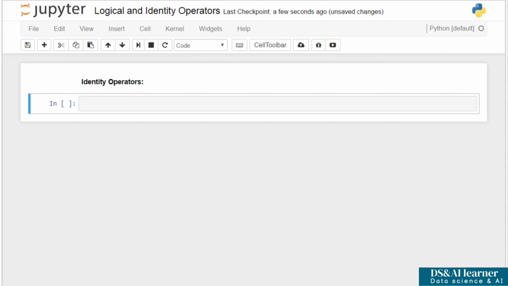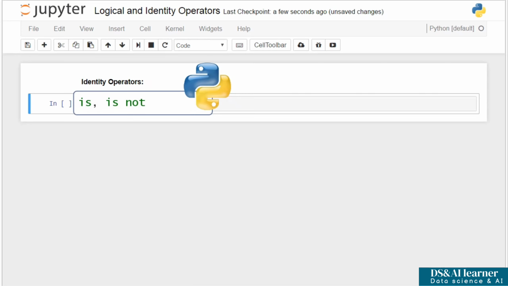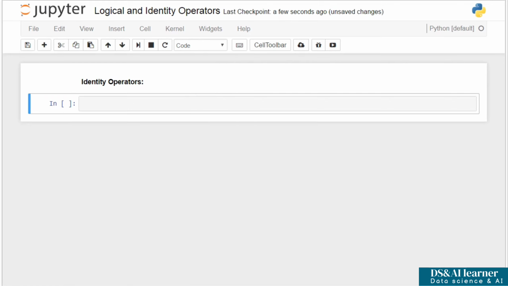Let's see what identity operators are about. The identity operators are the words is and is not. They function similar to the double equality sign and the exclamation mark and equality sign we saw earlier. Let's illustrate their application with the following examples.